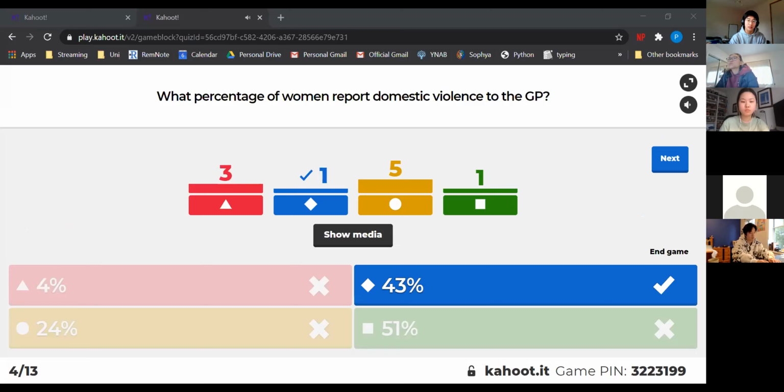Yeah, so it is unfortunately high. Well, fortunately high that it is reported, but unfortunately high levels of domestic violence do occur. And it's 43%. So what this shows is the importance of primary care and forming that trusting doctor-patient relationship, and remembering that confidentiality is really important.